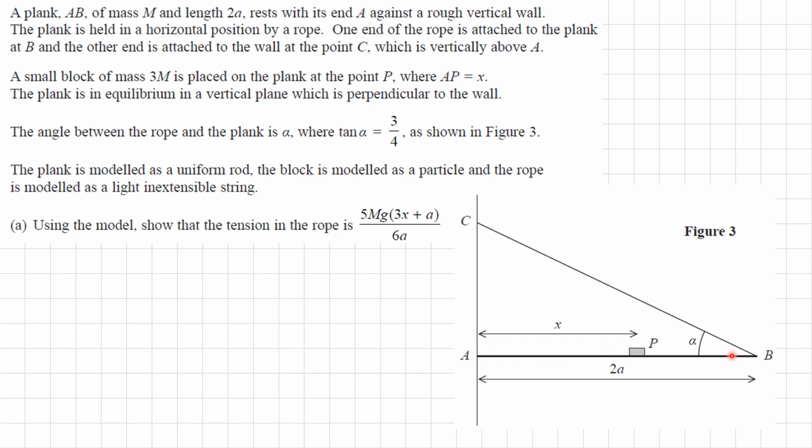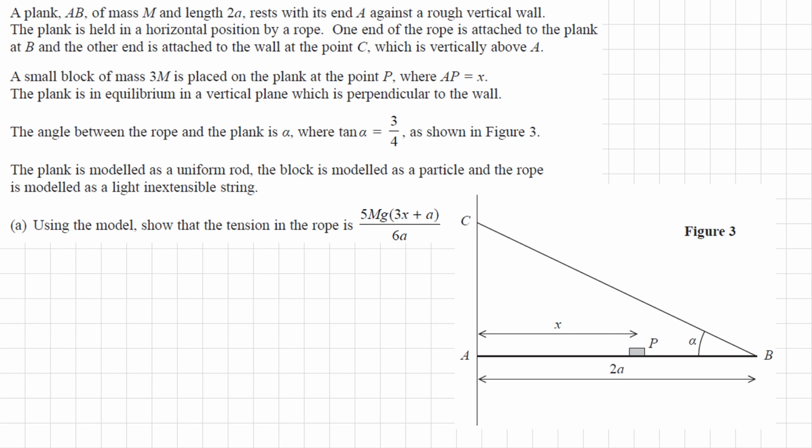So here's our plank AB, with a small block on it in grey, and the mass of the block is 3m. One end of this plank is next to a rough wall, which is vertical. And to stop the other end of the plank from just dropping down, we have this rope which is attached at B, and the other end of the rope is attached at C, which is vertically above A, and we're given the tan of this angle as 3/4.